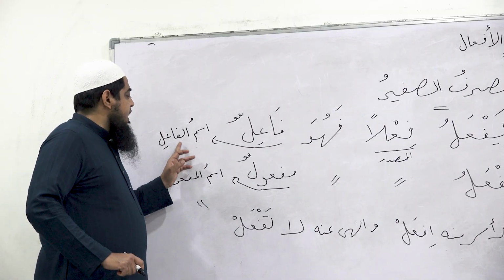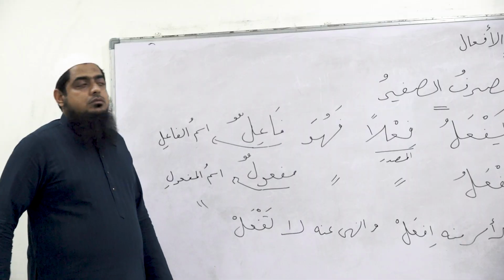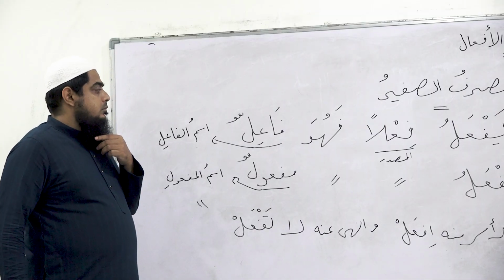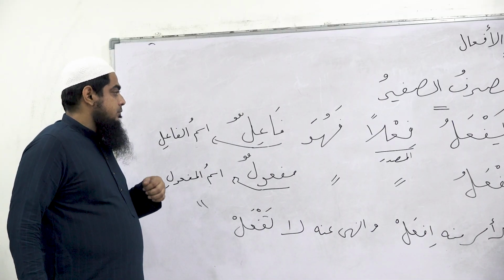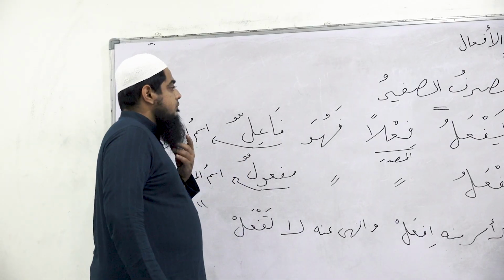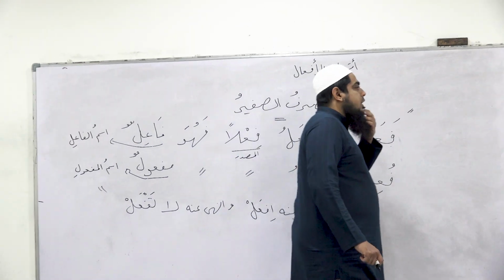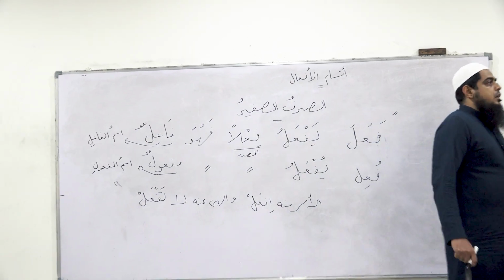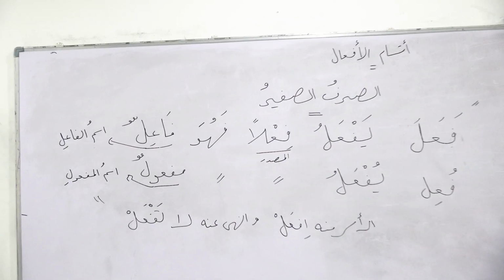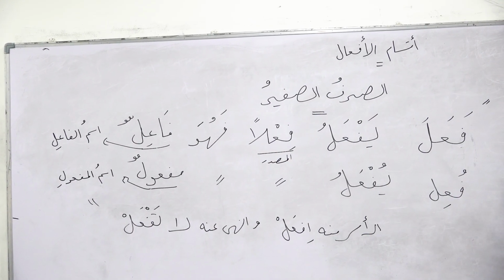So this is ismul fa'il and this is ismul maf'ul. Now, mashallah, you learned as-sarf as-saghir. What you do now, and another point.